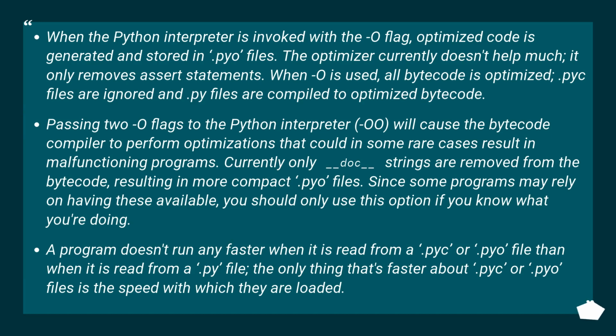Passing two -O flags to the Python interpreter, -OO, will cause the bytecode compiler to perform optimizations that could in some rare cases result in malfunctioning programs. Currently only __doc__ strings are removed from the bytecode, resulting in more compact .pyo files. Since some programs may rely on having these available, you should only use this option if you know what you're doing. A program doesn't run any faster when it is read from a .pyc or .pyo file than when it is read from a .py file. The only thing that's faster about .pyc or .pyo files is the speed with which they are loaded.